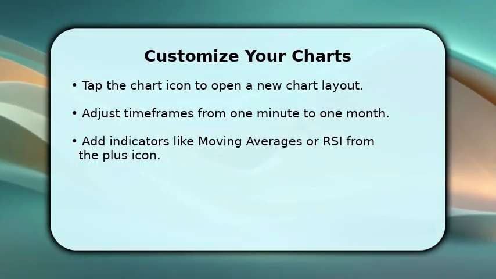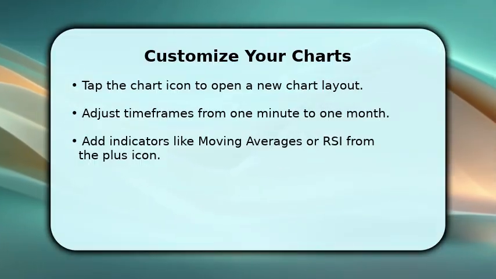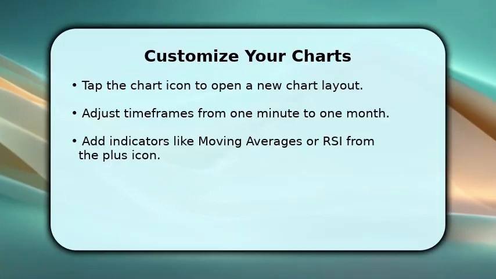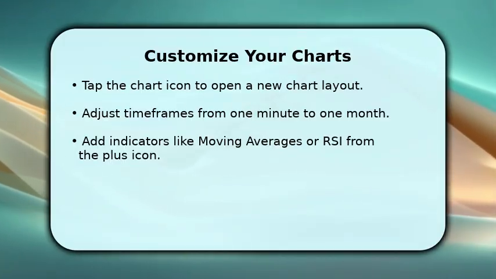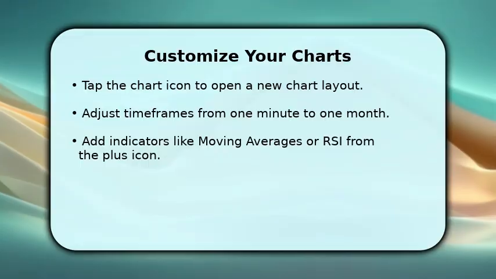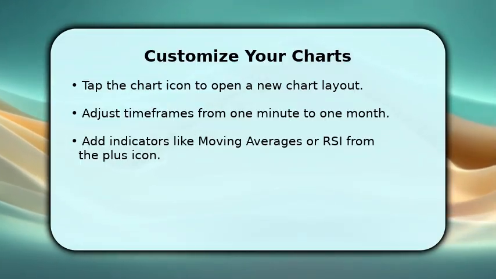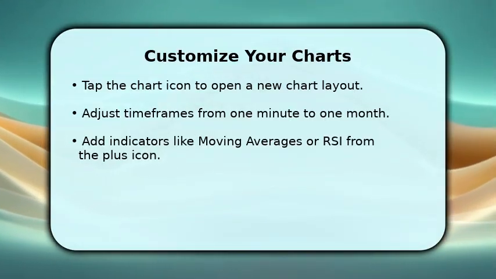To add technical indicators, simply tap the plus icon and select from hundreds of options, such as moving averages or the relative strength index. You can also switch between various chart types, like candlesticks or line charts, in just a few taps.